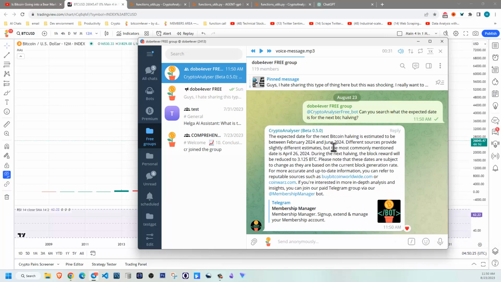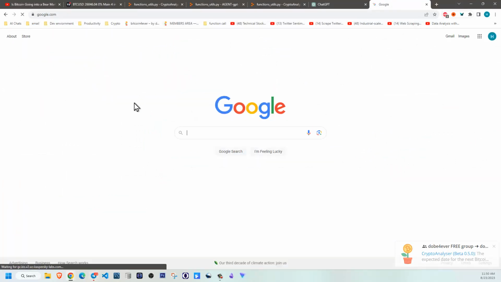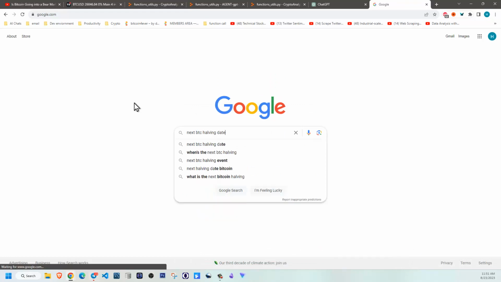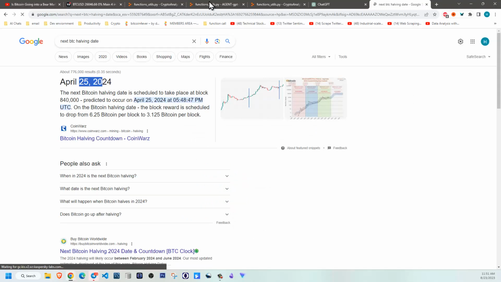The next Bitcoin halving is expected to be between February and June of 2024. Different sources provide slightly different estimates, but the most commonly mentioned is April 26, 2024. Yeah, so I think that's about right. Let's confirm on Google, because this bot sometimes will hallucinate data. April 26. Let's see what Google says. April 25th, okay, so it was accurate.